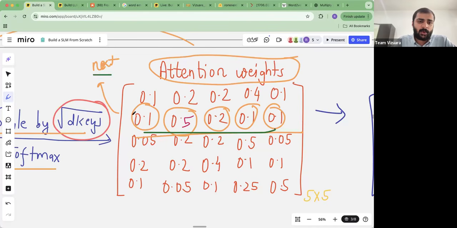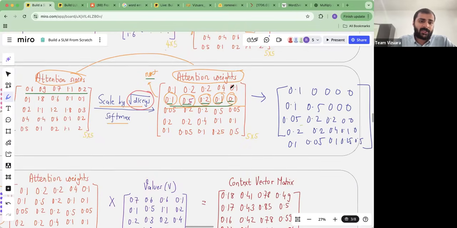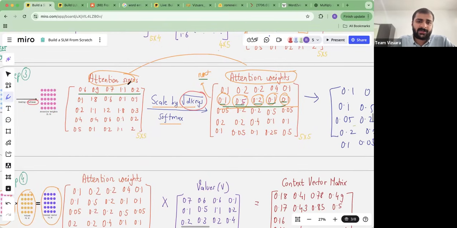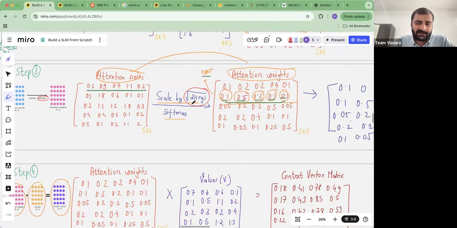So if I look at the second row, it gives me the attention weights for next. Now, when I look at the second row, I know that I need to give 50% weightage to next, 20% weightage to day, 10% weightage to is, and the final 10% weightage to bright. So this is where we get the attention weights. That's the difference between attention scores and attention weights. There are two major differences. You scale by the square root of keys and you apply the softmax.